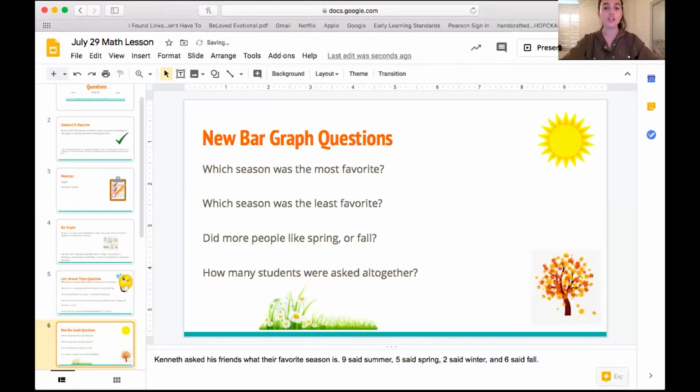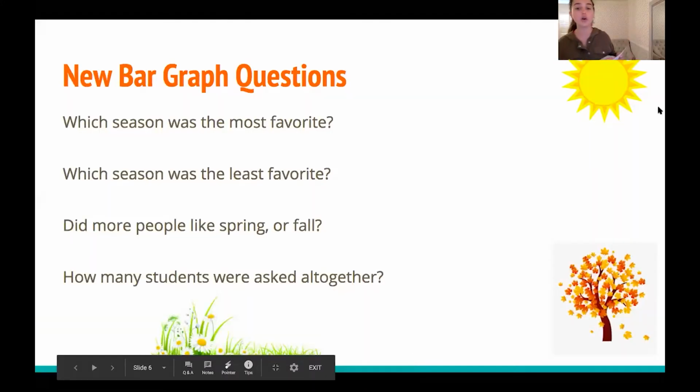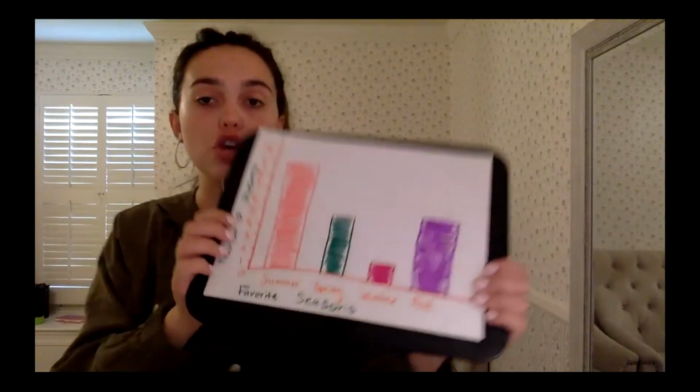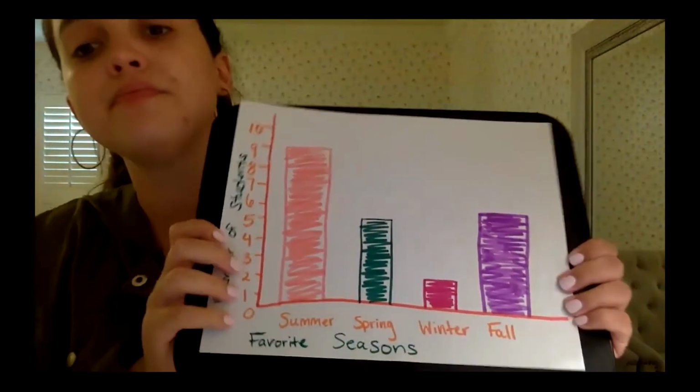Okay. So we are going to be moving on to our next question. And actually with this question, I am not going to have you build a bar graph because I have already created one. I really want this lesson to not be so much about building bar graphs, but mostly just interpreting the information that you can find from bar graphs. So I am actually going to stop sharing for a second so you guys can have a better view of this bar graph that I created.